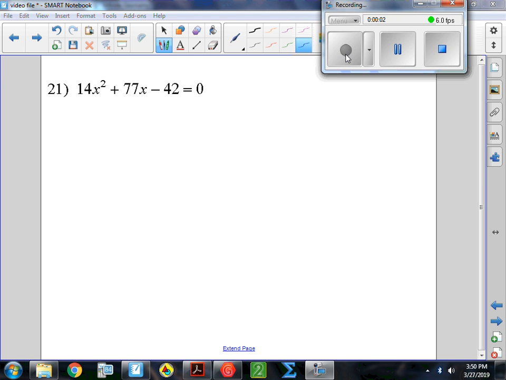Okay, for number 21, you need to pay attention to your problem before you start to make your job easier, to see if you can take out a common factor. For number 21, I can take a 7 out of every single one of these terms.